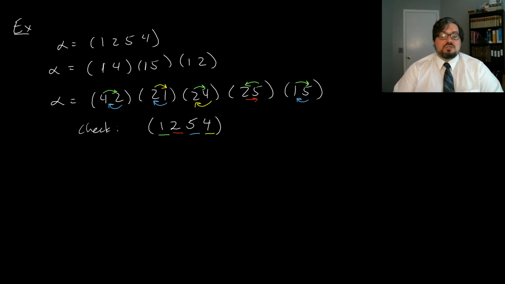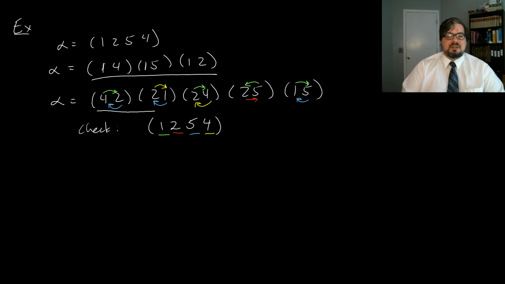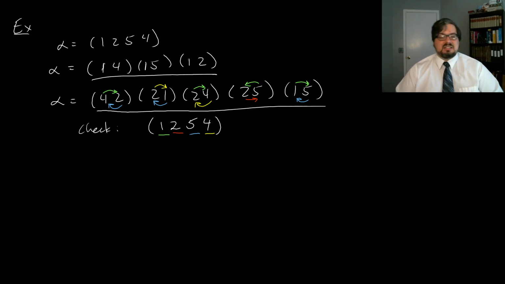So alpha has two different ways of being written in transpositions, at least two different ways. Turns out that we can always get more ways of writing alpha as a product of transpositions. There are lots of different ways of writing it as a product of transpositions. However, what I want to look at is the number of transpositions that were used. So in the first example, we used 3 transpositions. The second example, we used 5 transpositions.